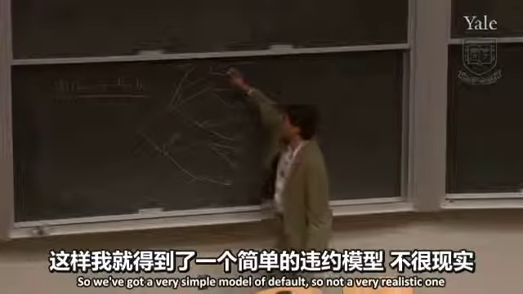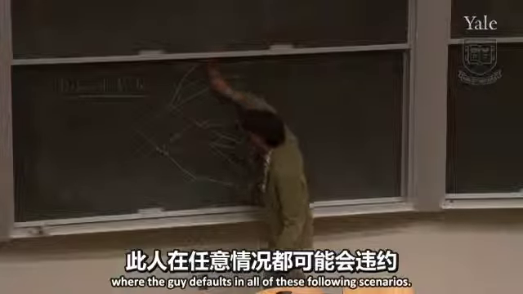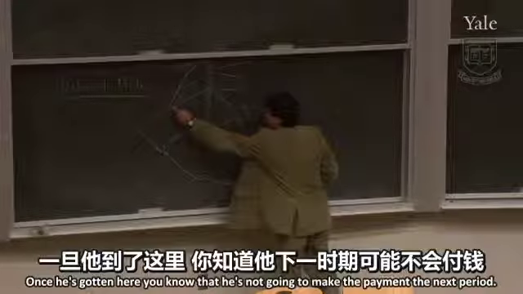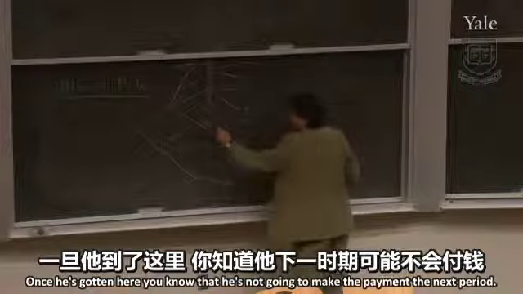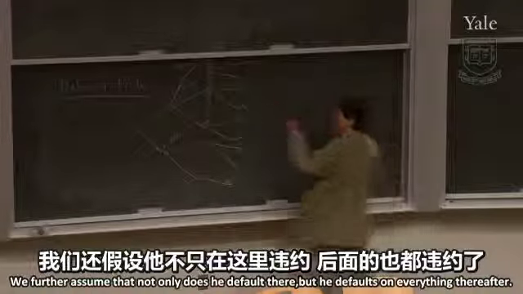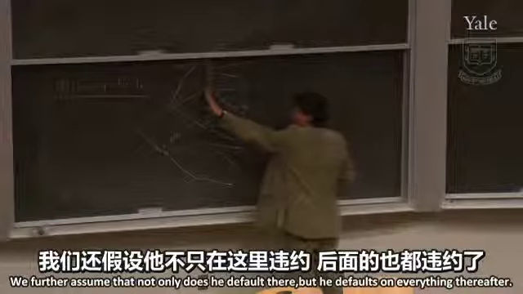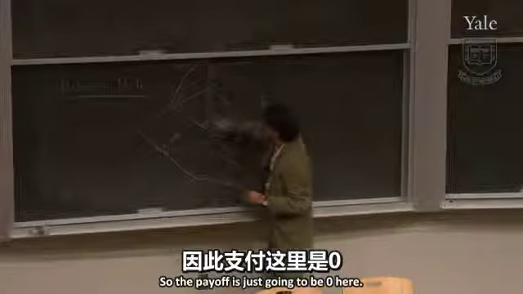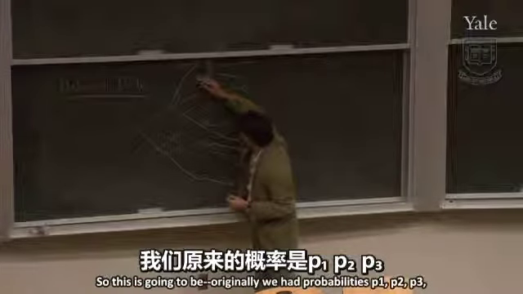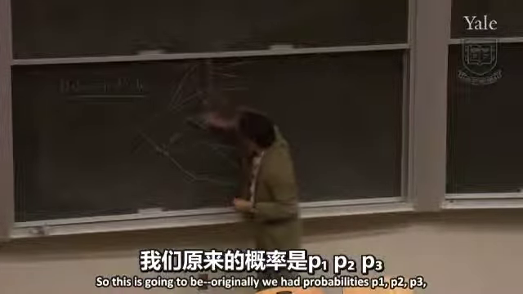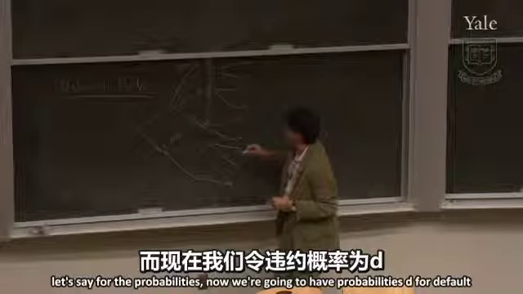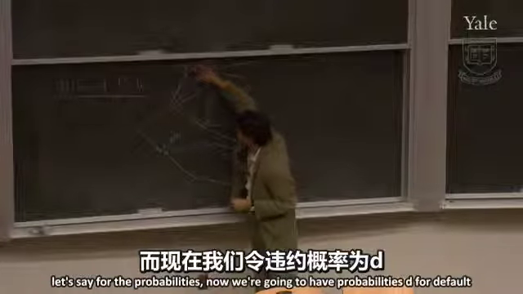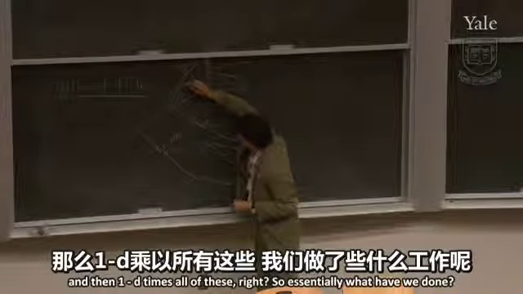Not a very realistic one, where the guy defaults in all of these following scenarios. Something's just bad. Once he's gotten here, you know that he's not going to make the payment the next period. And let's suppose we further assume that not only does he default there, but he defaults on everything thereafter. So the payoff is just going to be 0 here. Originally we had probabilities P1, P2, P3, let's say. Now we're going to have probabilities D for default, and then 1 minus D times all of these.